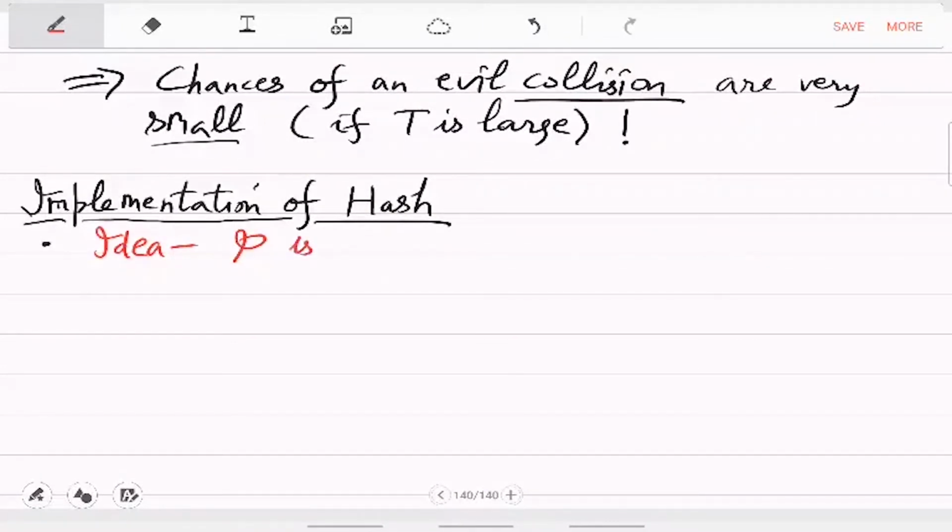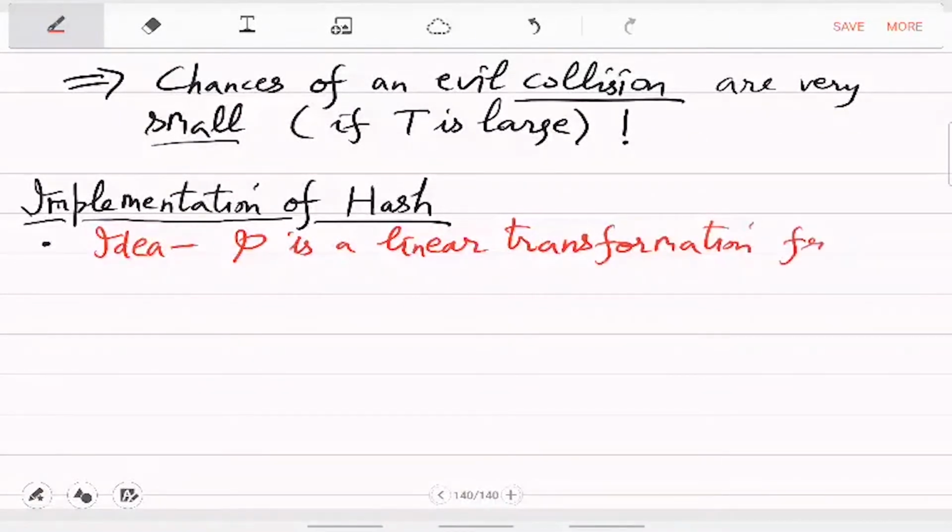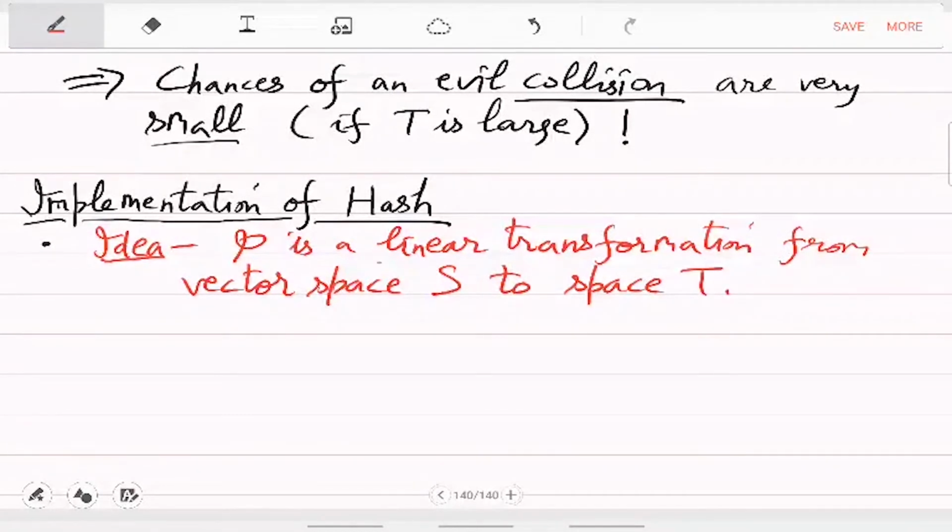So phi is a linear transformation from vector space S to space T. Okay, so this is what is best for implementations: linear transformations and vector spaces. So phi, in other words, we will implement as a matrix, and then messages and the signatures will be vectors.